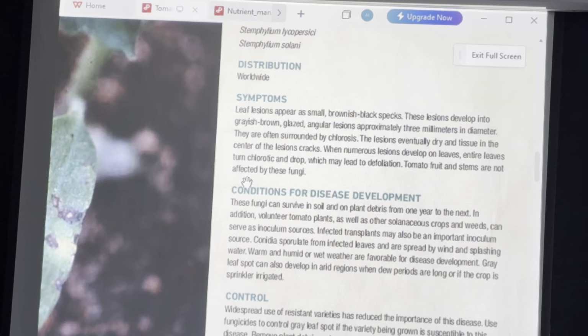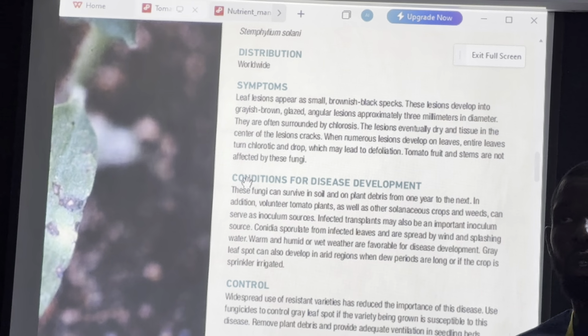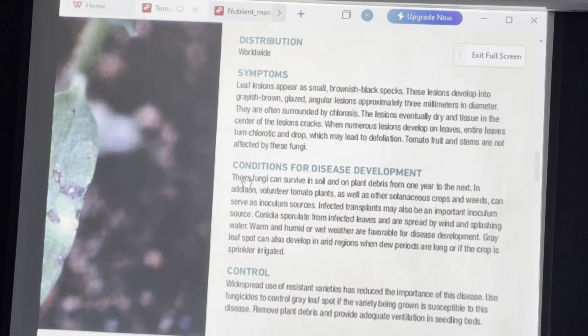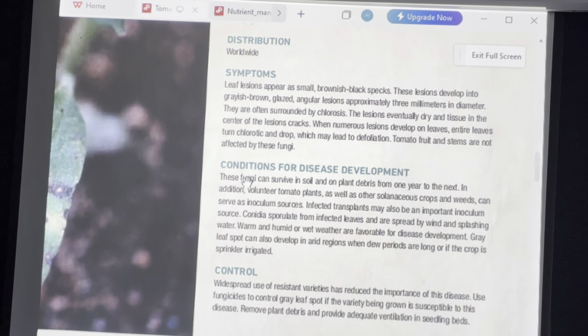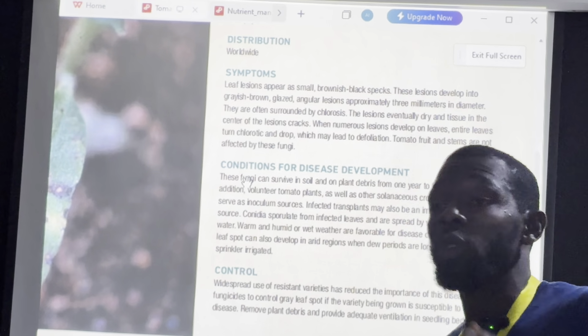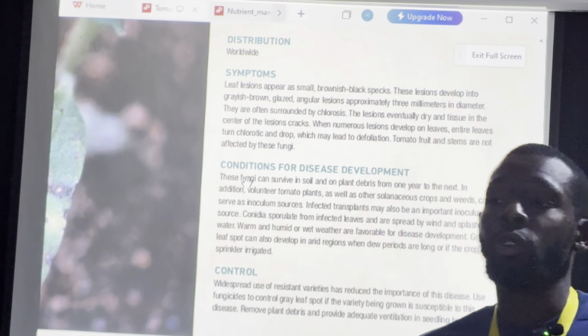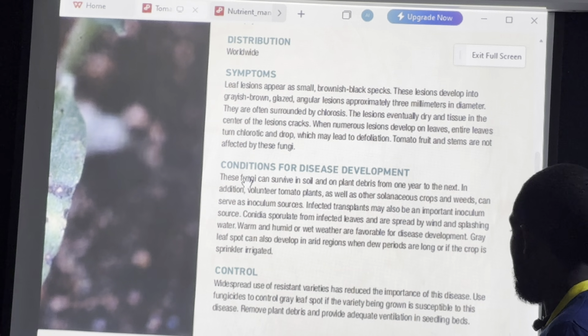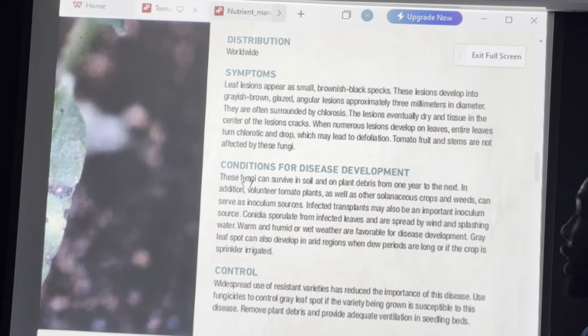They can also develop in arid regions where dew periods are long, or if you are irrigating through the sprinkler method. Control: widespread use of resistant varieties has reduced the importance of the disease. Now, when we talk about the importance of anything, we're not just talking about the advantages, we're also talking about the disadvantages of said disease. So, use fungicides to control gray leaf spots if the variety being grown is susceptible to this disease. Remove plant debris and provide adequate ventilation in seedling beds.